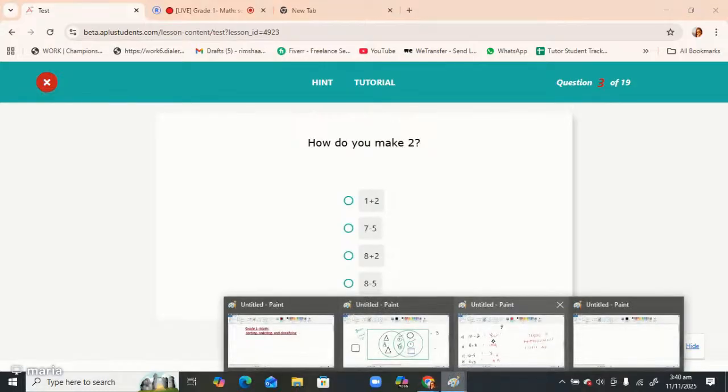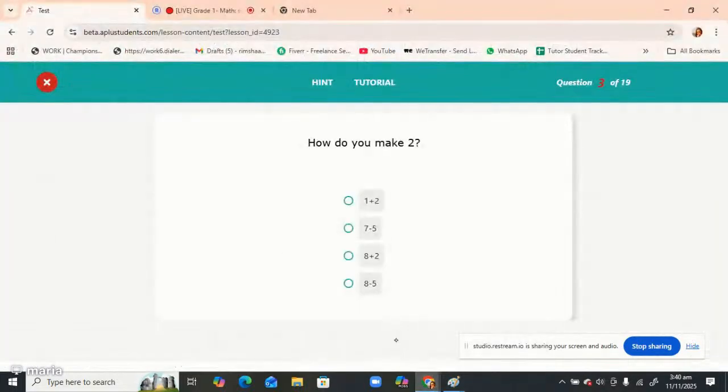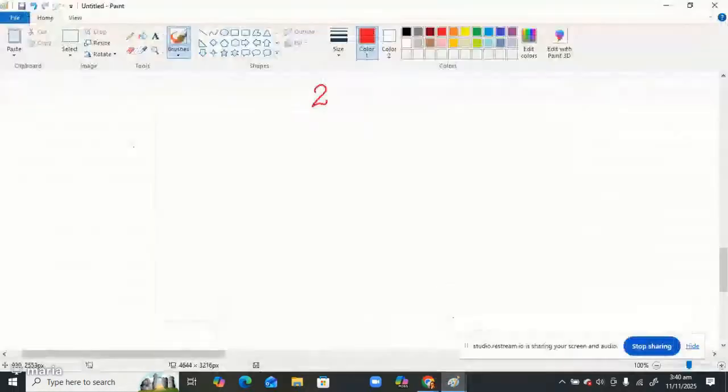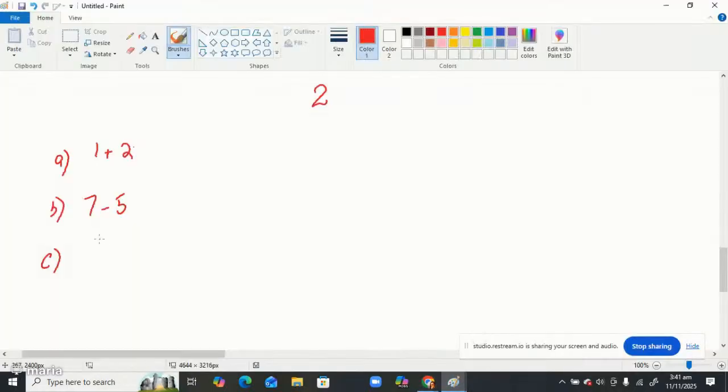So the first option is 1 plus 2, 7 minus 5. How do you make 2? Okay, first option is, let's write an option 1 plus 2, 7 minus 5. It's 1 plus 2. This is option A. Option B is 7 minus 5. Option C is 8 plus 2 and 8 minus 5. This is 8 plus 2 and here is 8 minus 5.